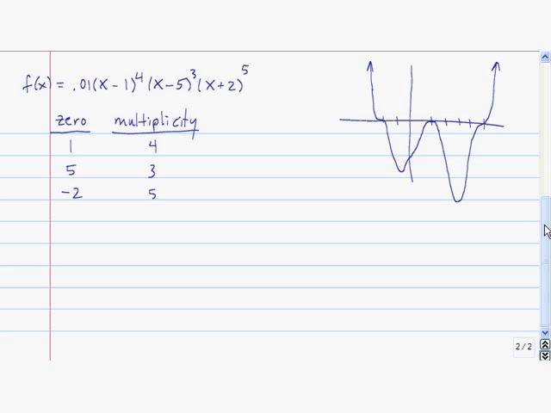Okay, the two graphs that we just looked at sort of give us an illustration of a behavior in general of functions with multiple zeros. Let's talk about that now.